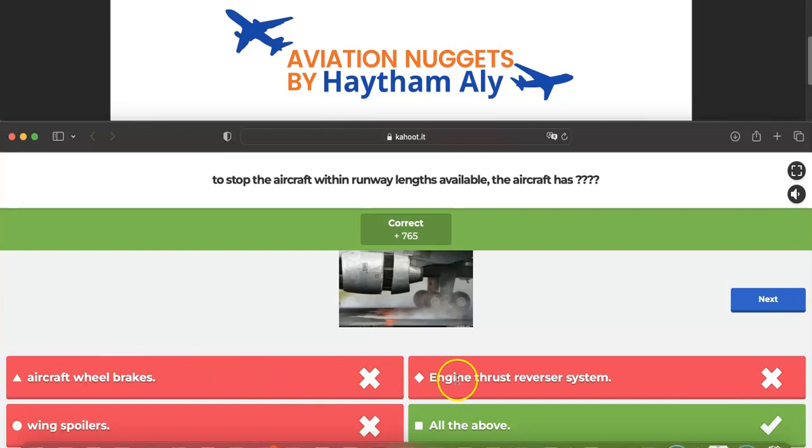And also we have the engine thrust reverser system. We reverse engine thrust to stop the aircraft within a good distance. Most thrust reverser system operation nowadays reverses the fan stream, the bypass airflow, or the secondary airflow. And thrust reverser system operation must be done only on ground.